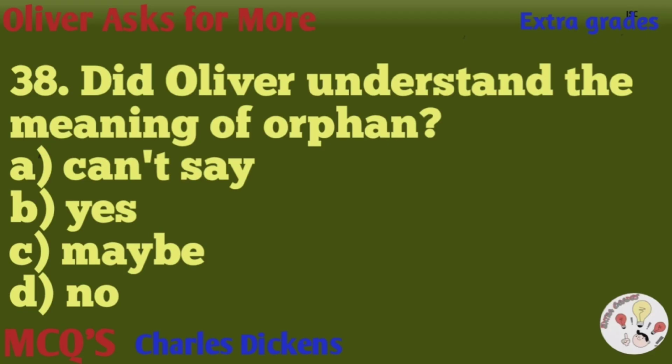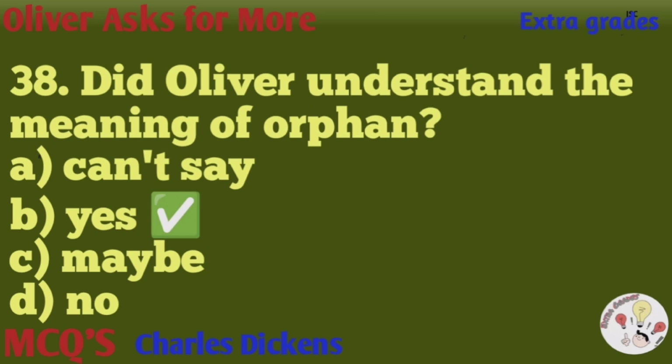Question number 38. Did Oliver understand the meaning of orphan? And the options are A. Can't say. B. Yes. C. Maybe. D. No. And the correct option is B. Yes.